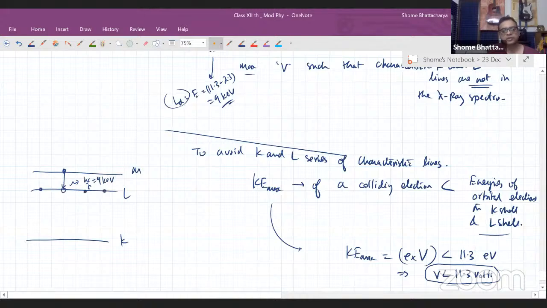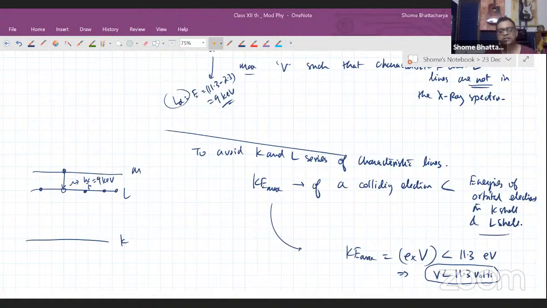You understanding, Aditya? You have to create a vacancy in the L shell so that such a transition can happen. So to create that vacancy, how much is the minimum energy you require? I mean, how much is the energy of the incoming electron you require? It should be greater than or equal to 11.3. You need to ionize it. So basically, it is like the ionization potential, that's why.